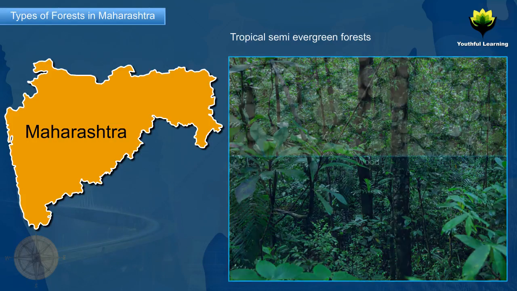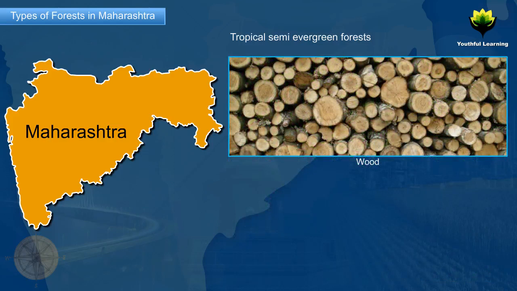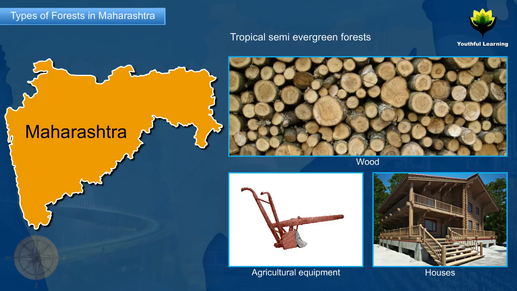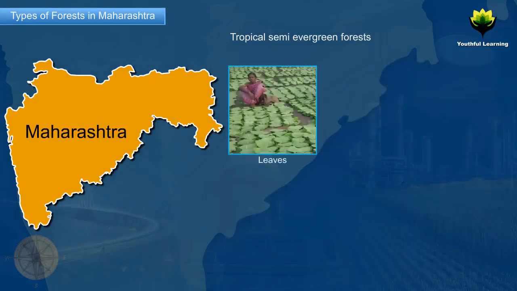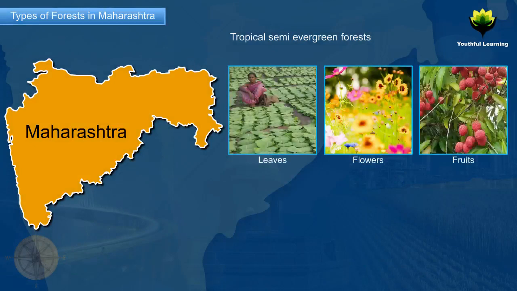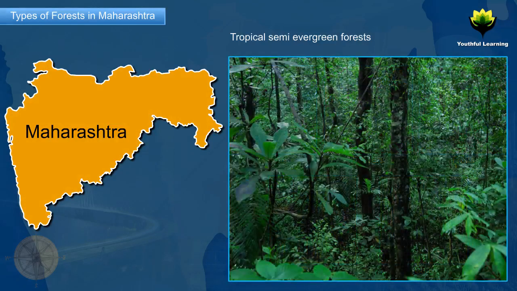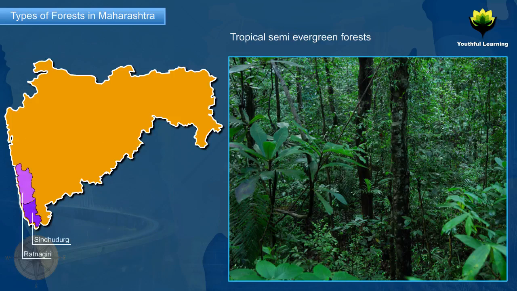These forests provide wood, which is used to make agricultural equipment and build houses. Further, the leaves, flowers, fruits, roots, and bark of these trees are used as herbal medicine. In the state, these forests are found in eastern part of Sindhudurg, Ratnagiri, Thane, and western parts of Kolhapur, Satara, and Pune districts.